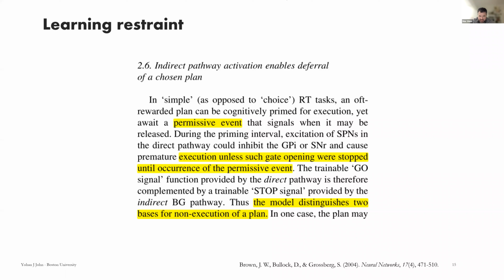So now we have to look a little bit at that indirect pathway. In simple reaction time tasks, an oft-rewarded plan can be cognitively primed for execution, yet await a permissive event, in this case the removal of the fixation light, that signals when it must be released. During the priming interval, excitation of SPNs in the direct pathway could inhibit the GPi/SNr and cause premature execution, unless such gate opening was stopped until occurrence of the permissive event. So this is the sort of thing that you often just don't think about when you don't think about the unfolding of the system in time.